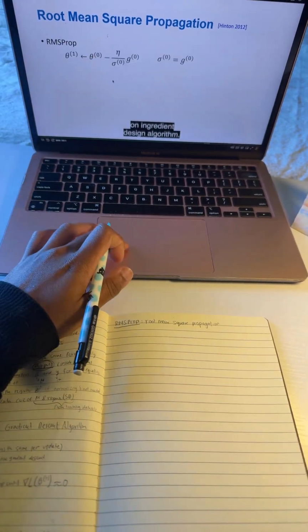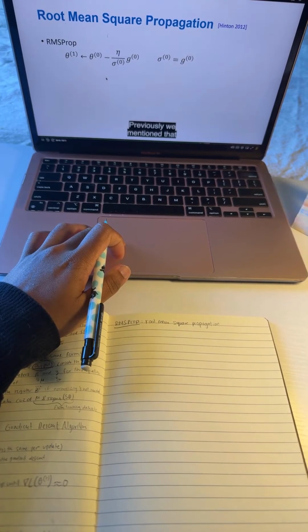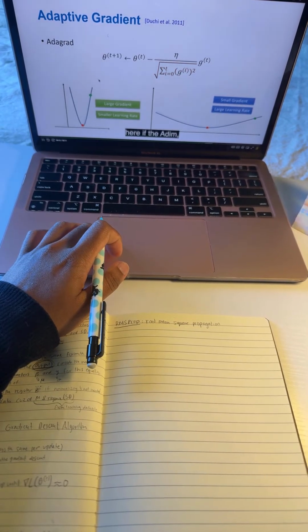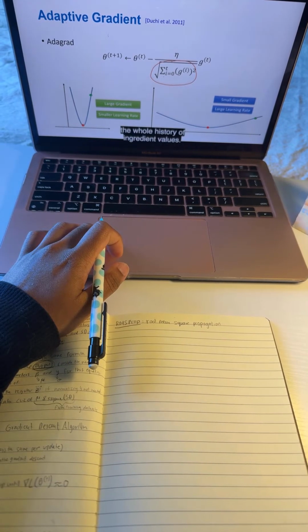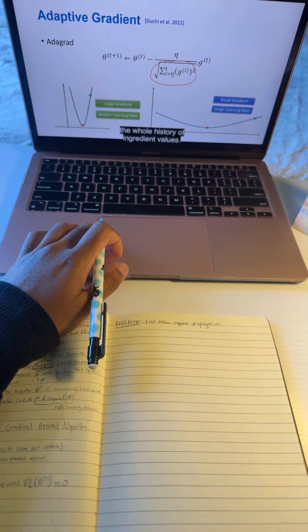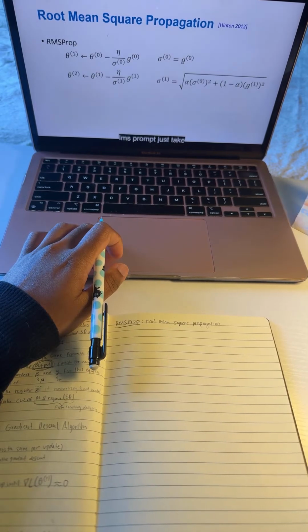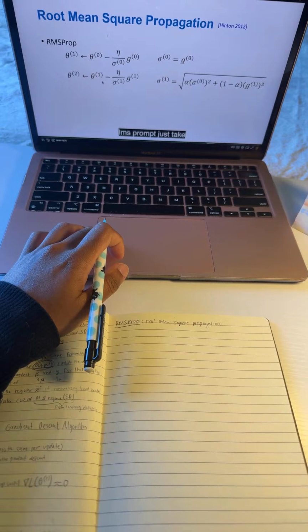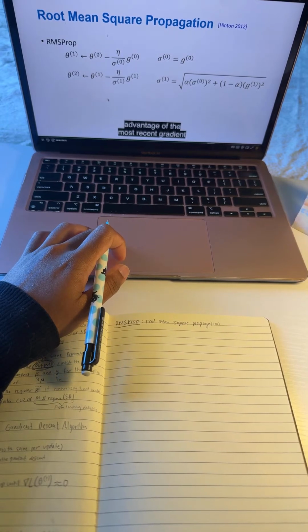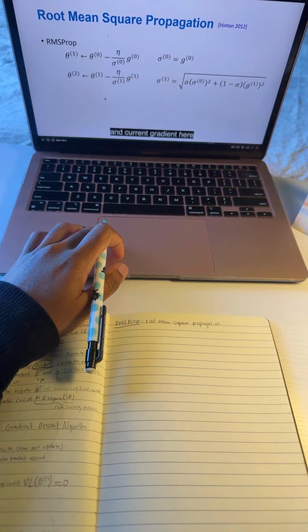In the gradient descent algorithm, previously we mentioned that in the diagram, you really need to keep a record of the whole history of the gradient values. Here you can see this will record in the first iteration what the gradient is, up to the current one. So that needs to keep a long history of the gradient data. So RMSProp will just take advantage of the most recent gradient and the current gradient.